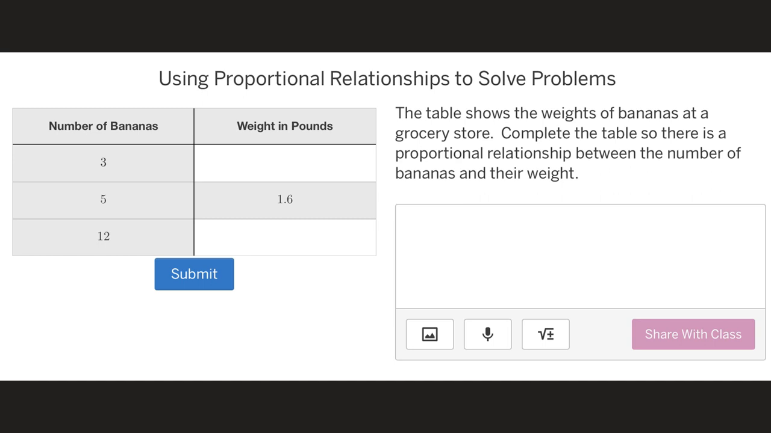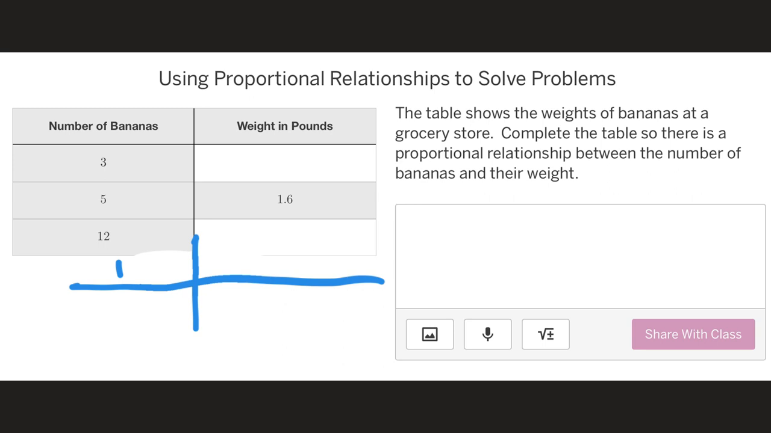All right, same thing on this one. The table shows the weights of bananas at a grocery store. Complete the table so that there is a proportional relationship between the number of bananas and their weight. Now, there's a step here that they didn't do that I think would be super beneficial to us. I'm going to clear that submit button just because I don't want to see it right now. But what if I took my graph and made one more row here? I found what happens if there is one of something. That is going to be our constant of proportionality.